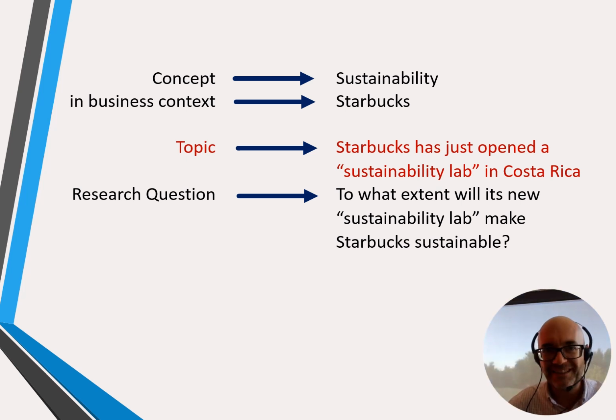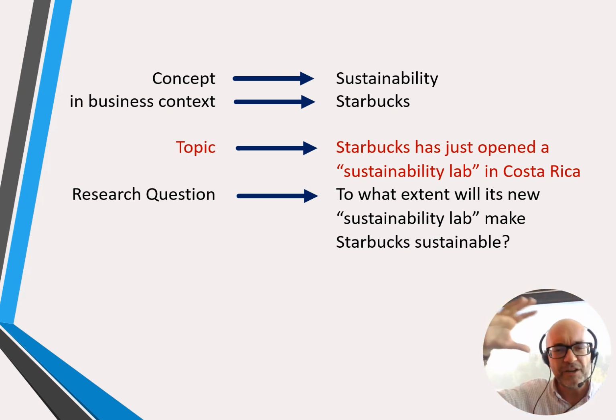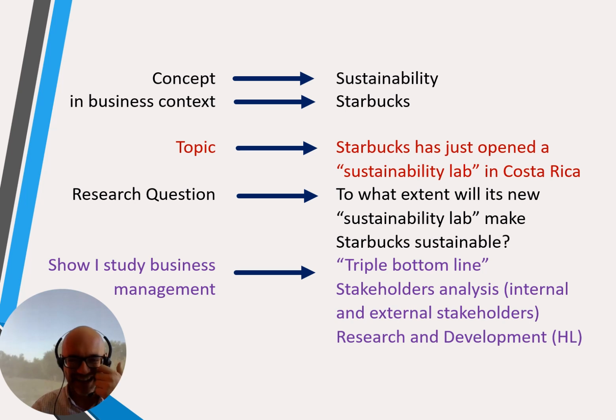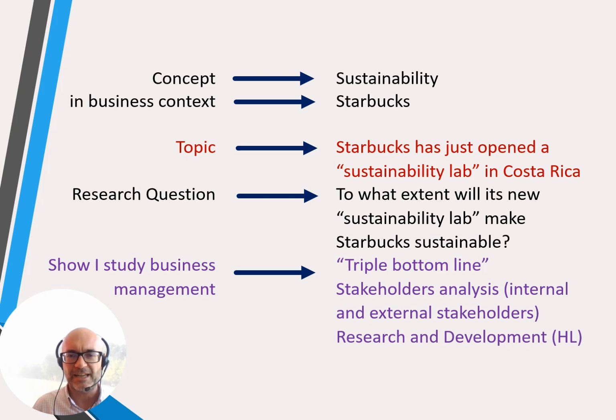And of course, I need to show my teacher and the IB moderator that I have studied business management. I'm not going to answer this in a very generic journalistic way. I'm going to use some contents, sorry, from business management to answer this. I'm going to use a model called triple bottom line, the 3 Ps, people, planet, profit. I will write a stakeholder analysis about the implications, the impact for different stakeholders, both internal and external. And I will also harness some of the contents from the unit about research and development to help me show my teacher and the IB that I have studied IB business management.